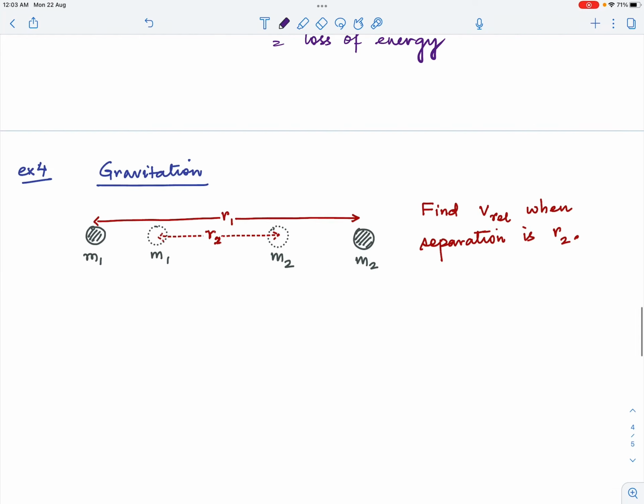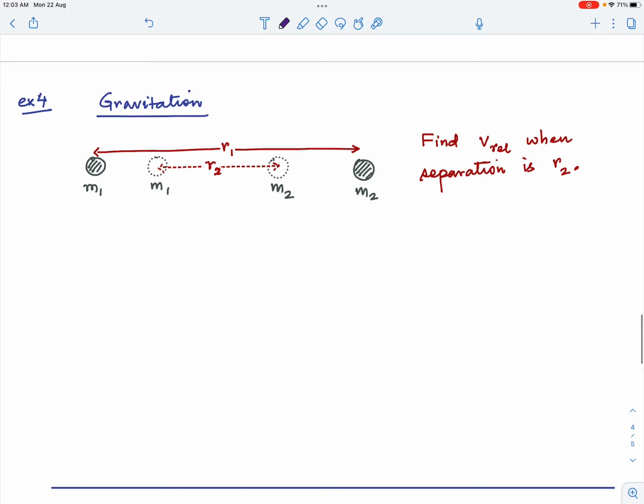One more example. This time we see the application of reduced mass in the questions related to gravitation. So this question here is: m1 and m2 are two masses which are separated initially by a distance r1 from each other, and under their mutual gravitational attraction they start moving towards each other, and at any point in time when they are at a separation of r2, we are supposed to find out the relative speed of the two particles, two masses m1 and m2.